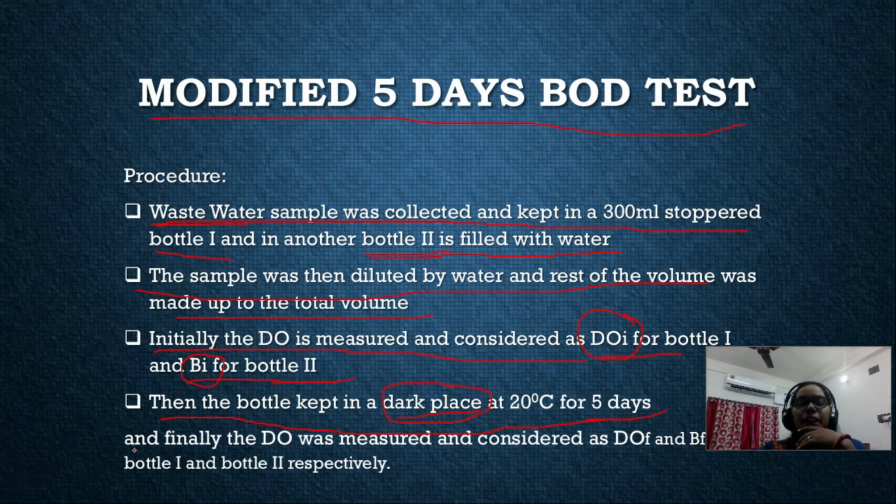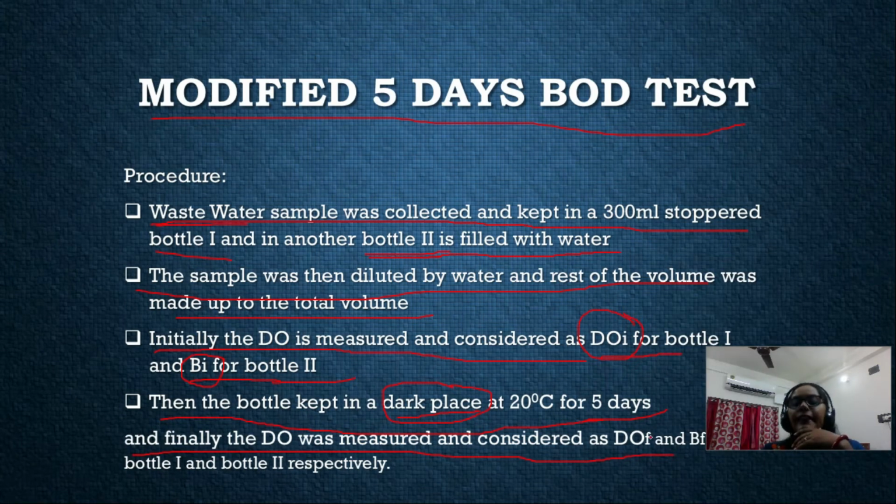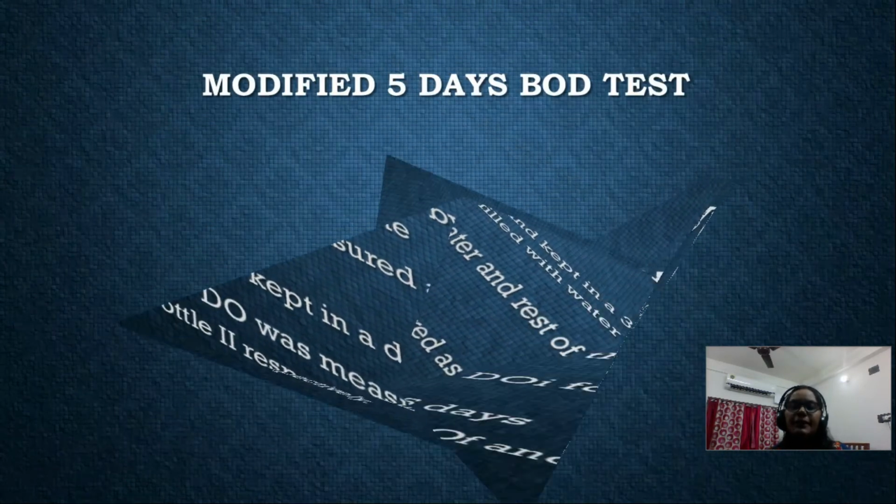After 5 days, the last step is that finally we measure the final amount of dissolved oxygen, which is DOF for bottle 1 and BF for bottle 2. Okay, so these are the two final values of the dissolved oxygen for bottle 1 and bottle 2 respectively.